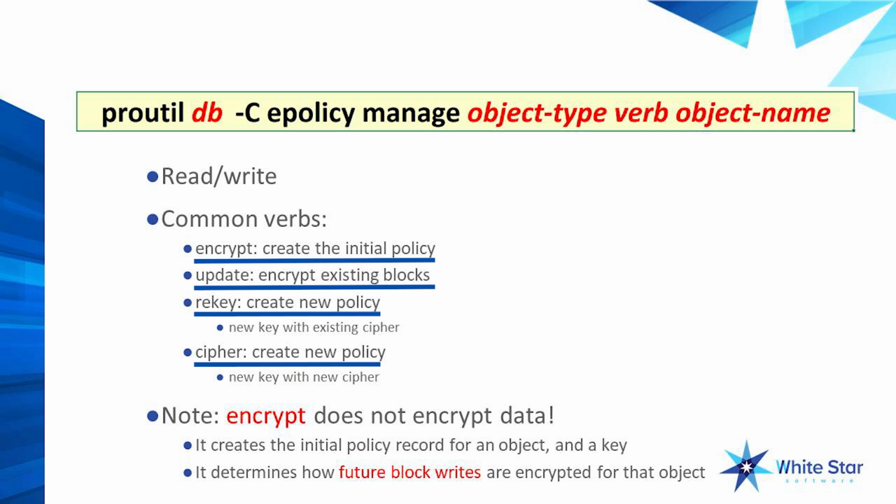Just a note, again, not too intuitive, the encrypt verb doesn't actually encrypt data. It creates a policy and it creates a key for use with that policy in the key store. And that determines what happens with future block writes on the object. Okay, it doesn't deal with your existing data. That's what the update verb is for.